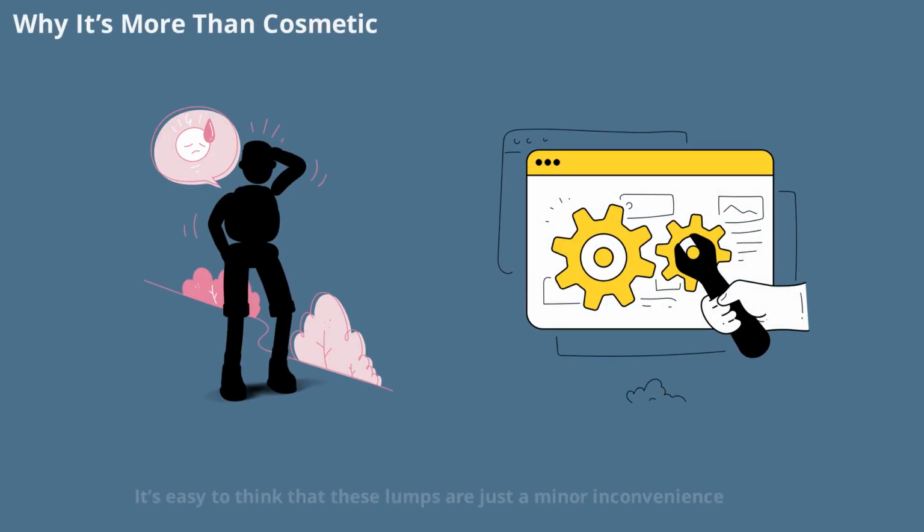It's easy to think that these lumps are just a minor inconvenience, but they can actually make managing your diabetes much harder. When insulin is injected into a lumpy area, it may not be absorbed at the same rate every time. This means your blood glucose levels can become unpredictable even if you're using the same dose. That's why it's so important to pay attention to where you inject, not just how much insulin you use.